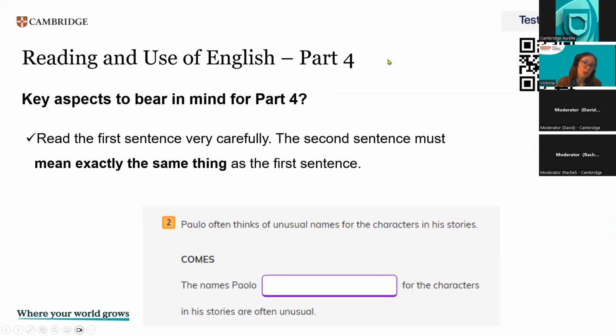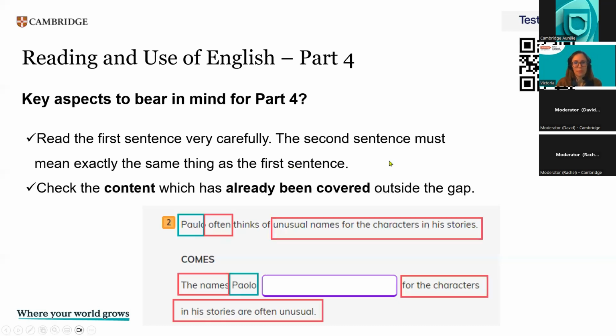So let's look at how to approach Part 4. What are the key aspects to bear in mind in this Part 4? Well, the most important thing is that you read the first sentence carefully. The second sentence must mean exactly the same thing as the first sentence. So it's important that you check the content which has already been covered outside the gap. So you check what is in the leading sentence and what is in the second sentence.